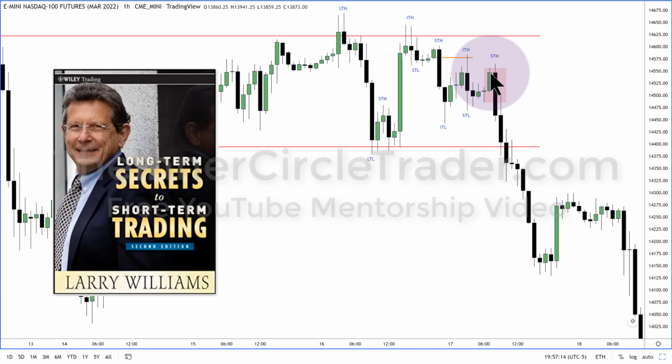That is not my order block. So you need to stop teaching that because it's not accurate. Call it something else, but don't call it order block.